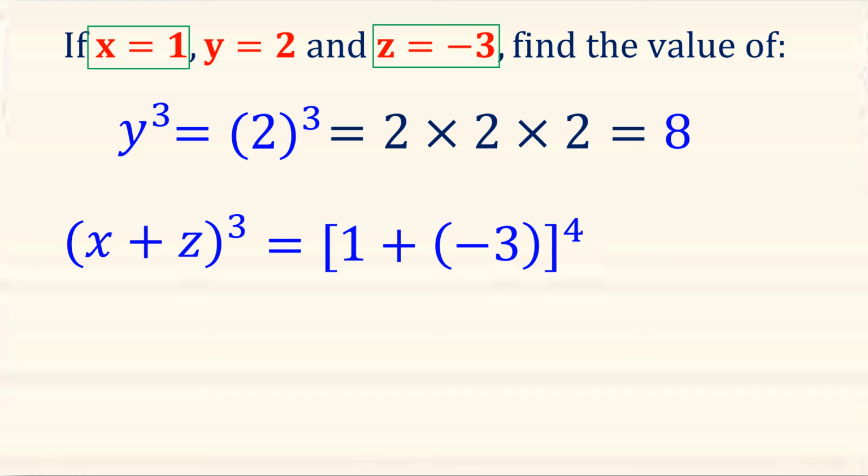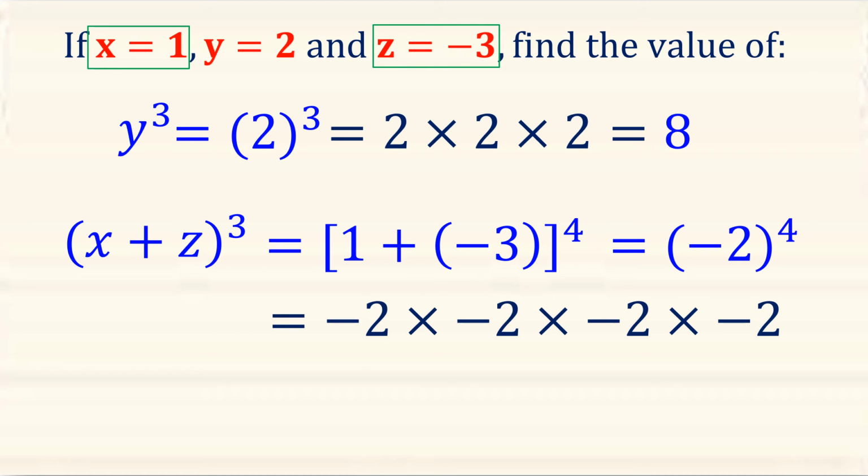In here, we are going to simplify first inside the parenthesis, so we get negative 2 to the fourth. Since we have an even number for the exponent, our final answer is positive. So rewriting this one in expanded form, we have negative 2 times negative 2 times negative 2 times negative 2. So it is equal to positive 16 or 16.